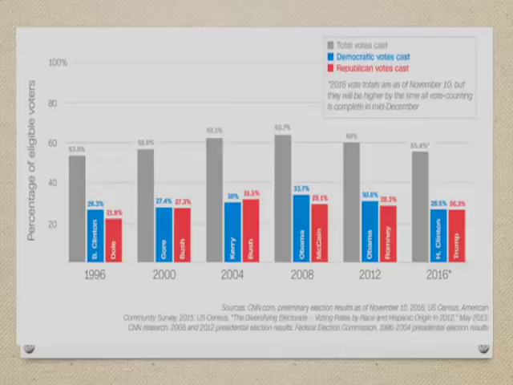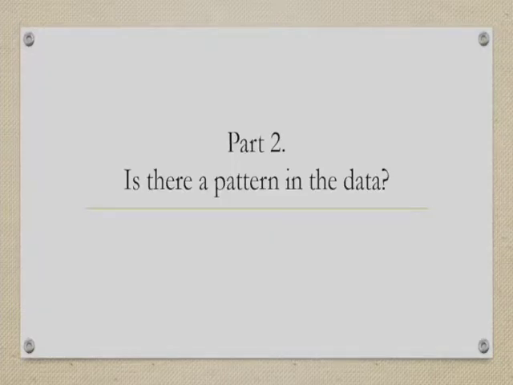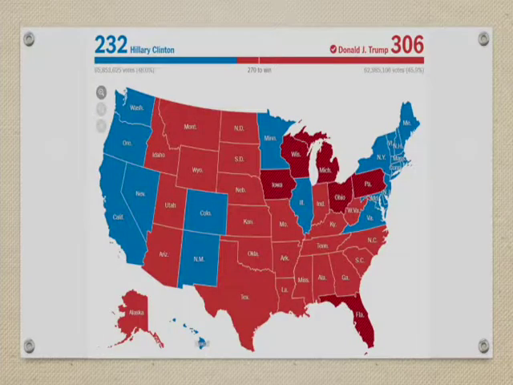But I should say that that's not an unusual pattern, right? So I wanted to give some historical data as well. Okay, let's move to part two. Is there a pattern in the data that we could start to suss out? Let me give a map.